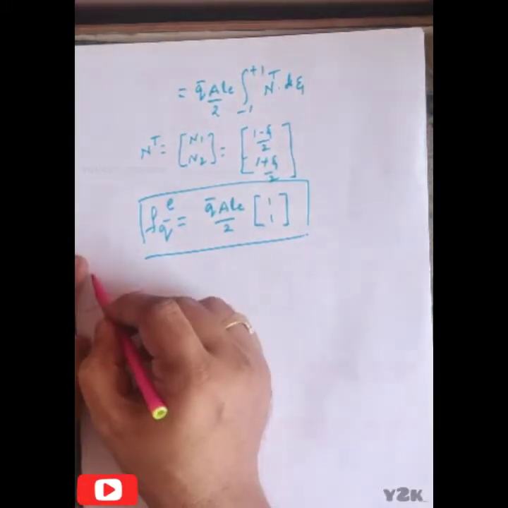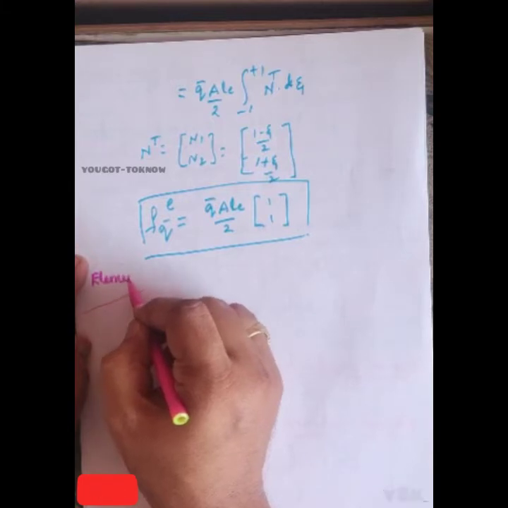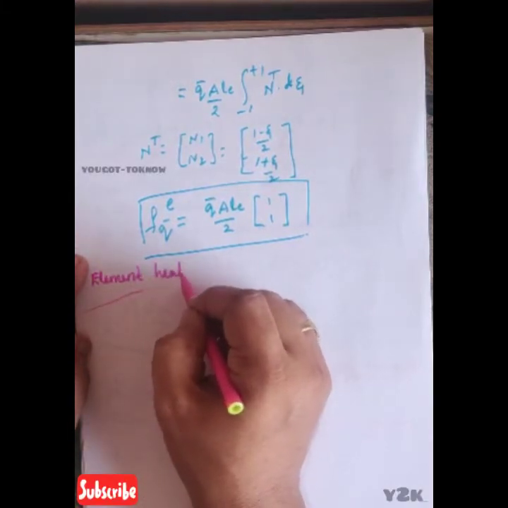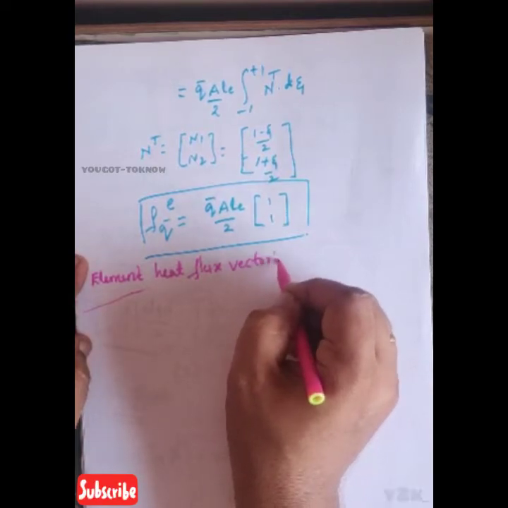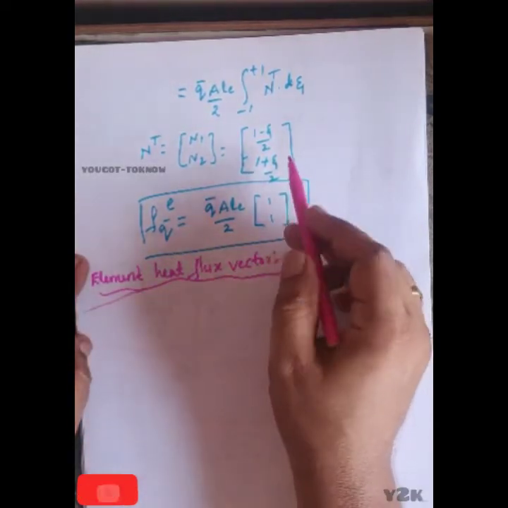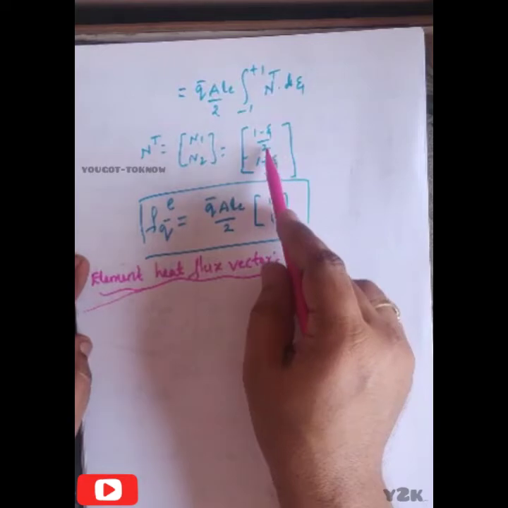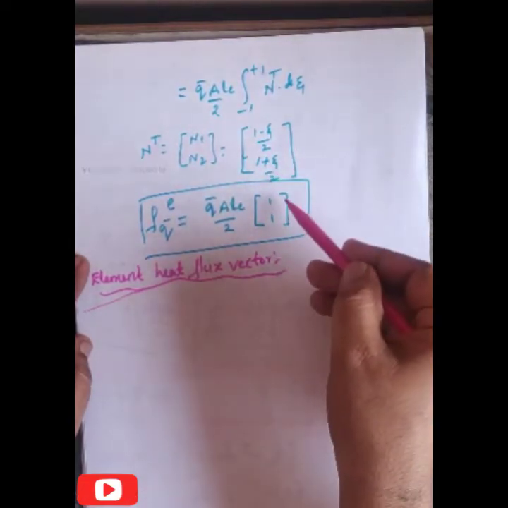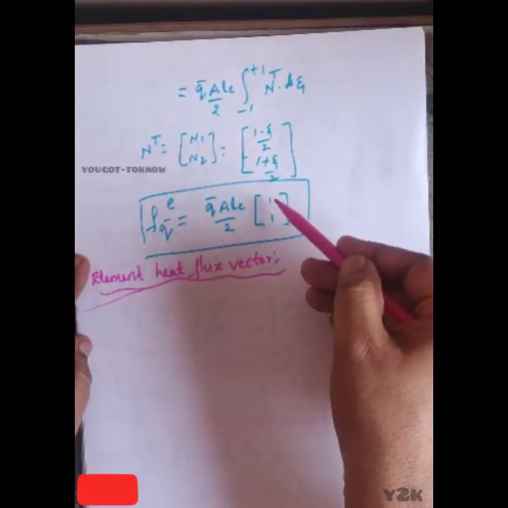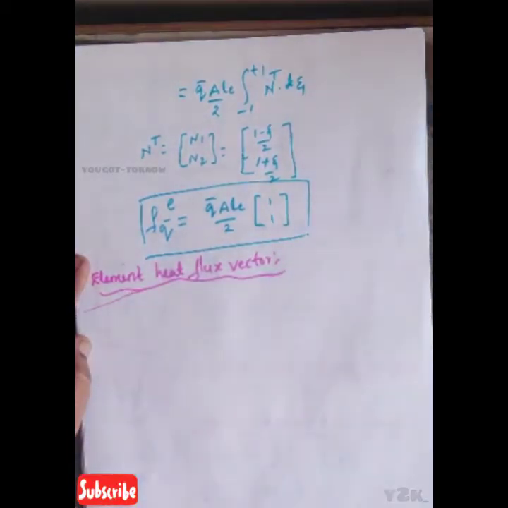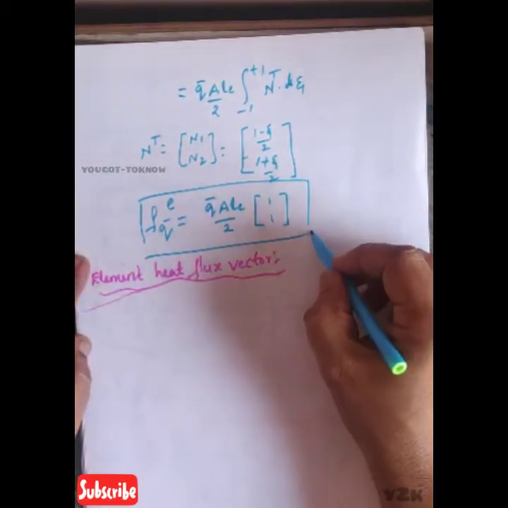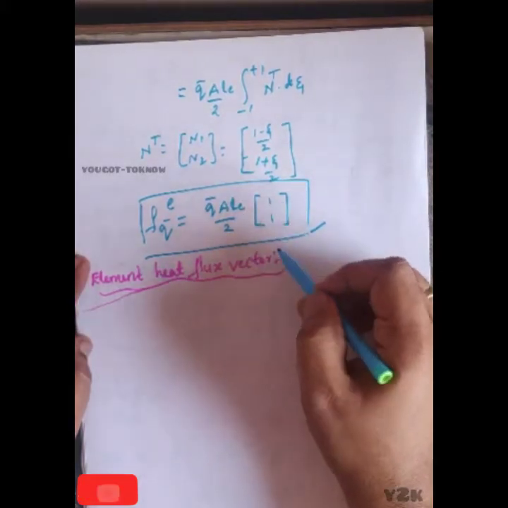Then after this, element heat flux vector will be there. These are all things I have previously done, because of that I am skipping it. You have to do it. Integration from -1 to +1 of 1 minus zeta by 2, if you solve it you are going to get 1 by 2 outside, and the 2 cancels. It will be 1 1. Q bar A L_e by 2 into 1 1.